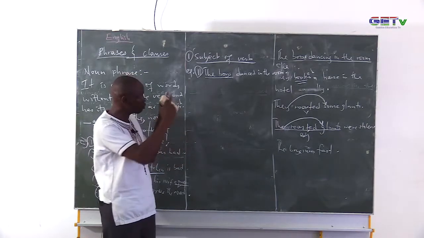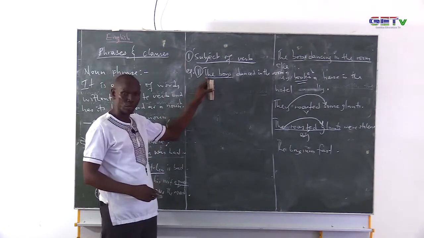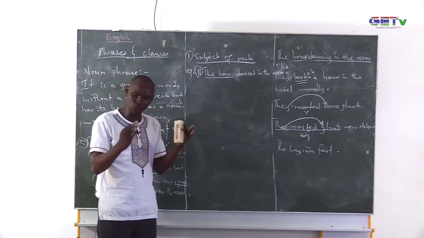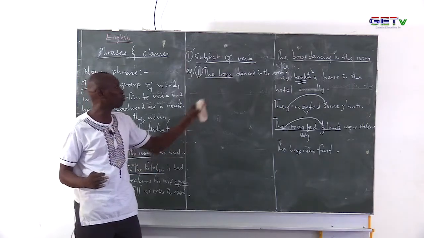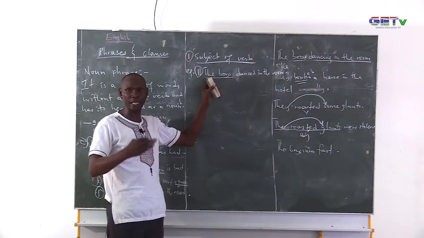And now, let's look at this. D is an article and boys is a noun, and it's where everything stops. So now that there's no verb at all, you cannot call this a clause. You call it a phrase.